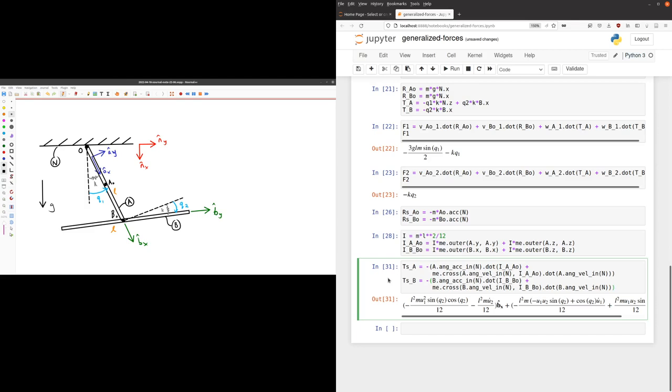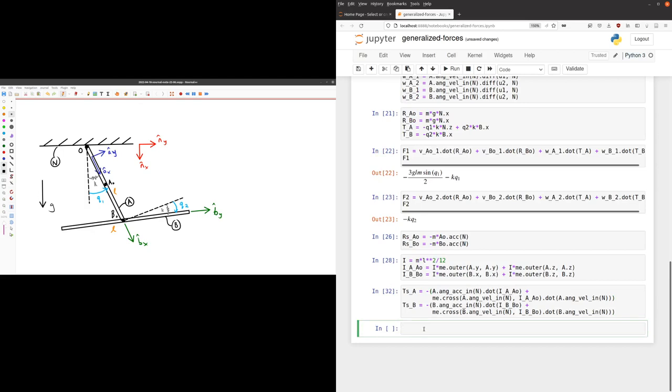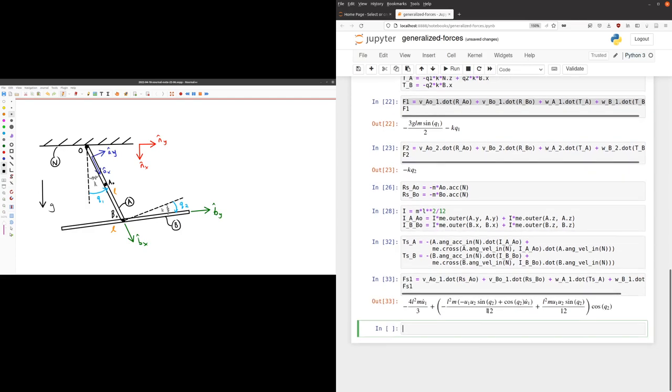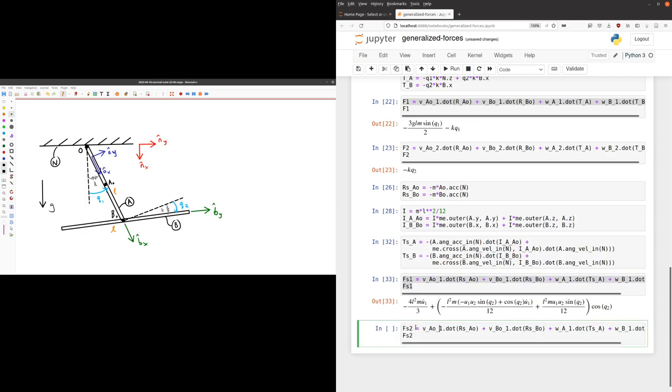So we've got our R star and our T star. We should be able to form our generalized inertia forces. So we're going to say F star 1, and these are going to look a lot like these equations here. So I'm just going to grab F star 1, and then we're going to do a partial velocity. But now we're doing R star and T star. I think that's it, F star 1. And then we should be able to just change all those to 2s to get the F star 2.